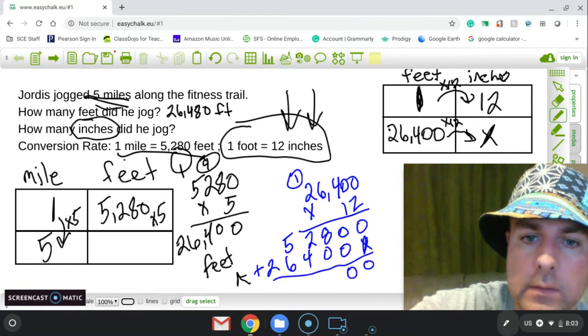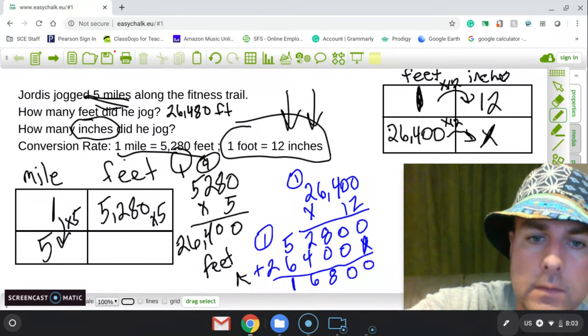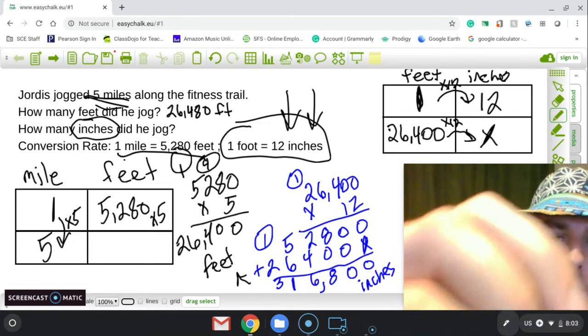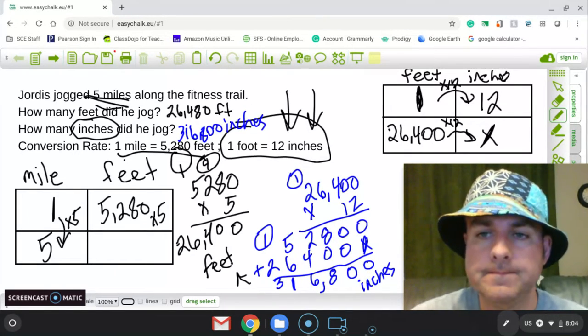Zeros, 8. 2 and 4 is 6. 5 and 6 is 11. Regroup my 1. 1 and 2 is 3. And I'm going to put my comma in. And this label is inches. So for my second problem, it's 316,800 inches. And that takes care of that one.